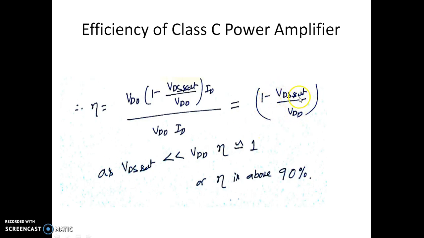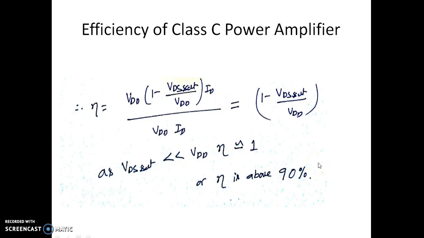So as we know that VDS sat is very small compared to VDD, so the efficiency is close to 1, or the efficiency of this class C power amplifier is above 90%. This way, these class C power amplifiers are the best in the class, which are going to give a power conversion efficiency of more than 90%.